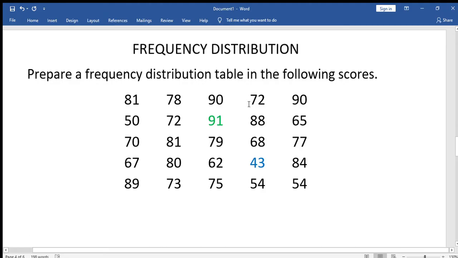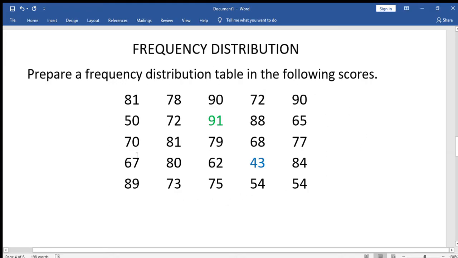We are going to make different categories of the different observed data or scores. We are going to present their frequencies of occurrences in a given data set. So let us try to prepare a frequency distribution using the following scores. We are going to make a distribution table. So here, as you can see, we have 81, 78, 90, 72, 90 until 54. There are 25 scores all in all.